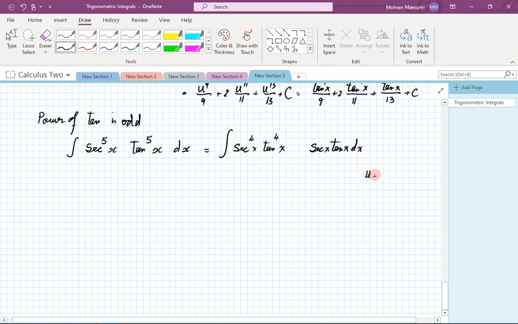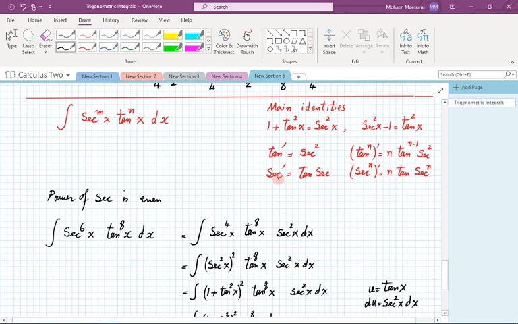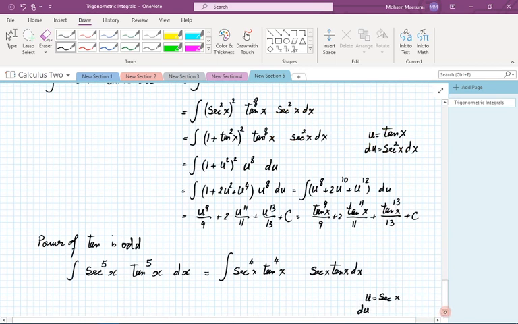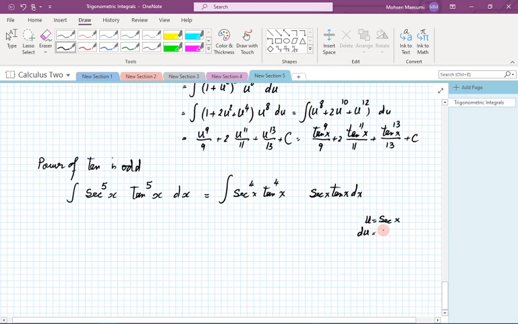I take u to be secant of x. So du, that's the formula we said we need for the derivative of secant. This is secant of x tangent of x dx. So that's going to be my du. How about here? Well, I need everybody to be in terms of secant, and that's why I need to convert my tangent to secant. So how do I do that?